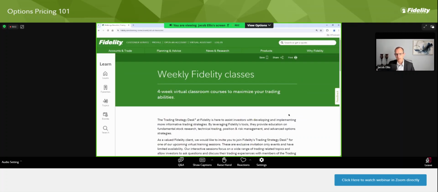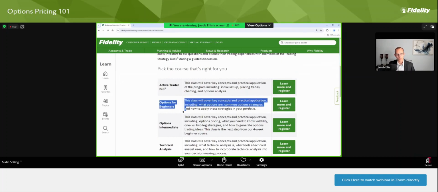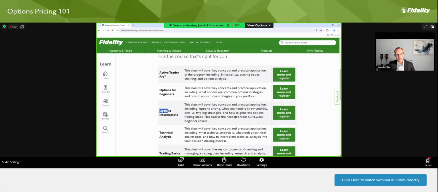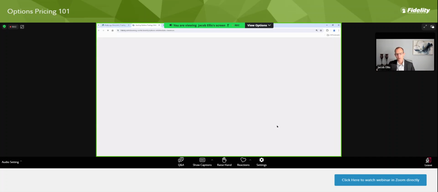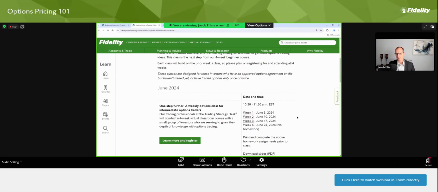Here's fidelity.com/classroom. When you pull that up and just scroll down a little ways, we'll find the options for beginners course, which will give you everything leading up until this class we're talking about today. Or options intermediate, which begins with, we go ahead and click learn more and register. It begins with the options pricing discussion. Now, for those of you who are interested in any of these classes, now you have that resource, fidelity.com/classroom.